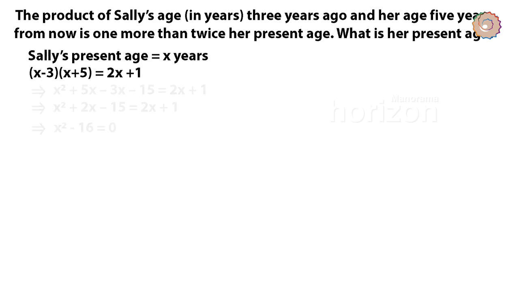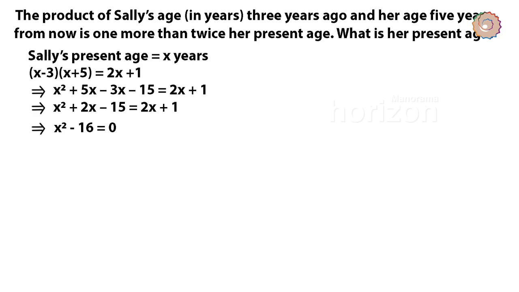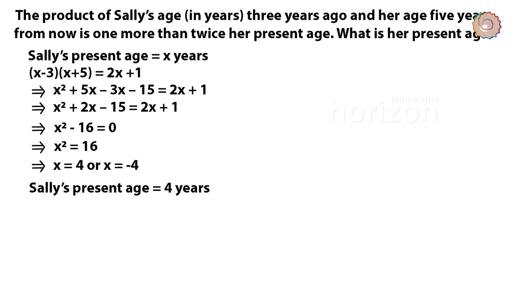Simplifying this, we get x square minus 16 equal to 0, which is a quadratic equation. It can be written as x square equal to 16. Then, by taking the square root, we get the solution as 4 and minus 4. Since age cannot be a negative number, we take x equal to 4. So, Sally's present age is 4 years.